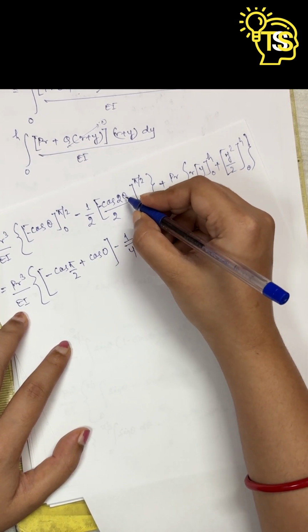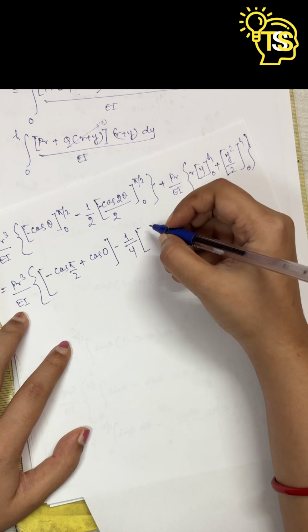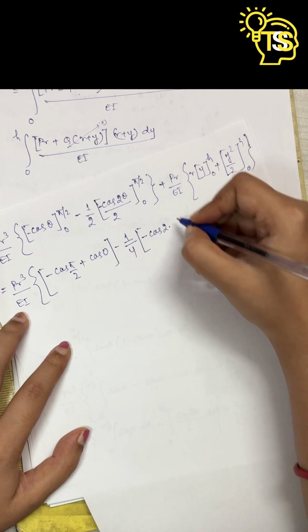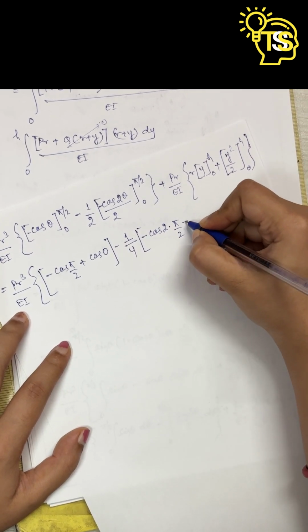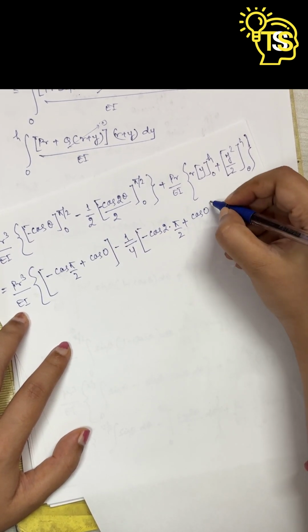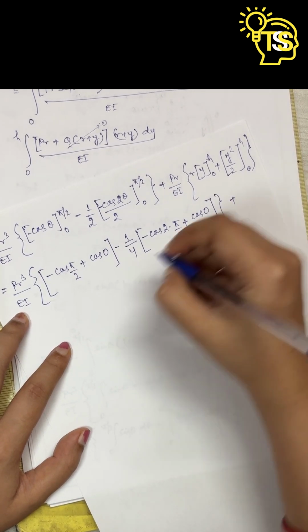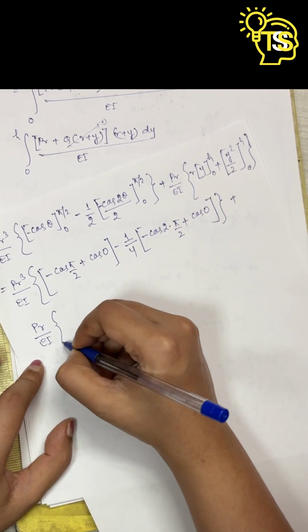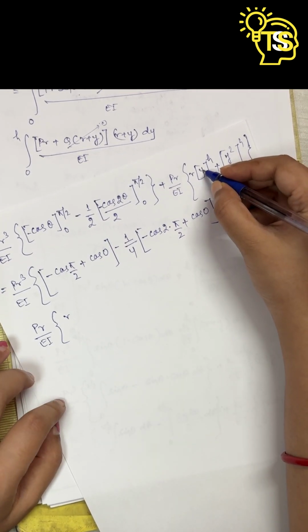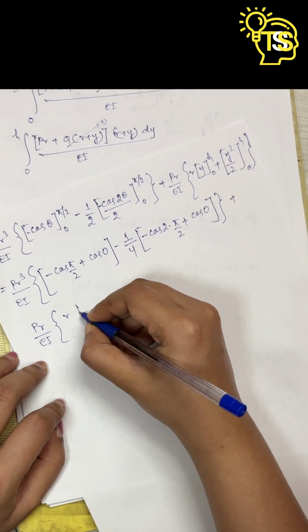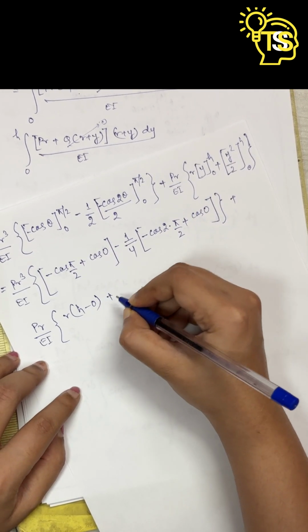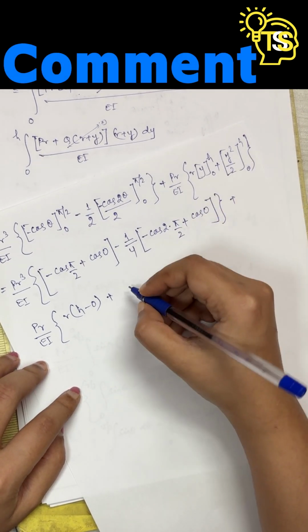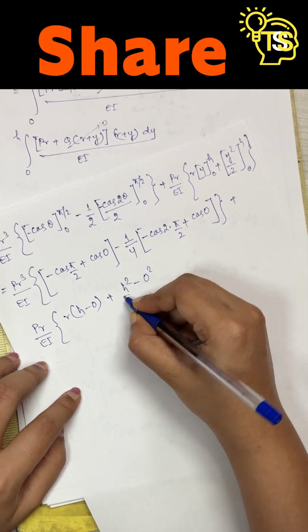Now let's put the value of theta of the limits. Now here minus cos 2 theta, in place of theta we will write pi by 2 minus, plus cos 0. Now in the place of y we will write h minus 0, and in place of y here we can write h square minus 0 square upon 2.